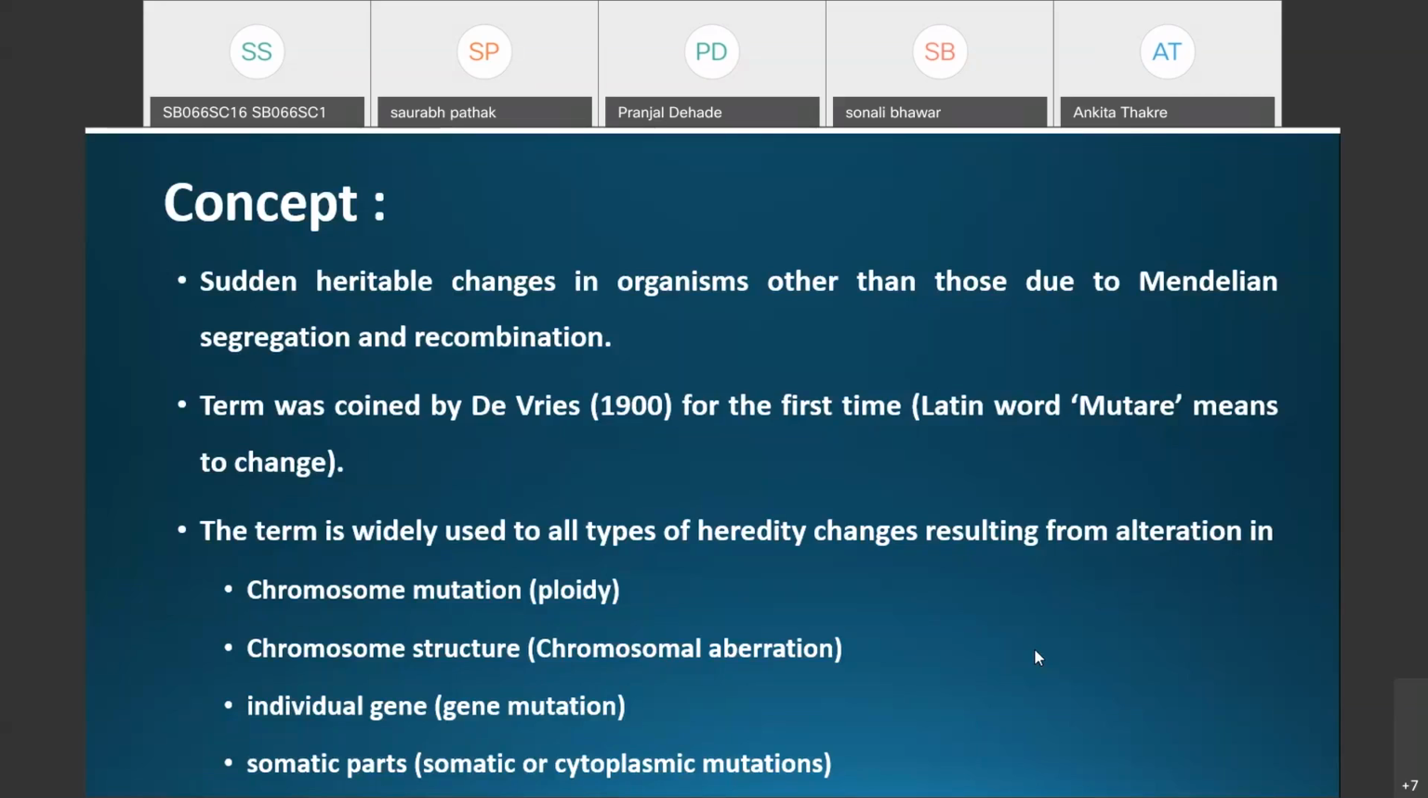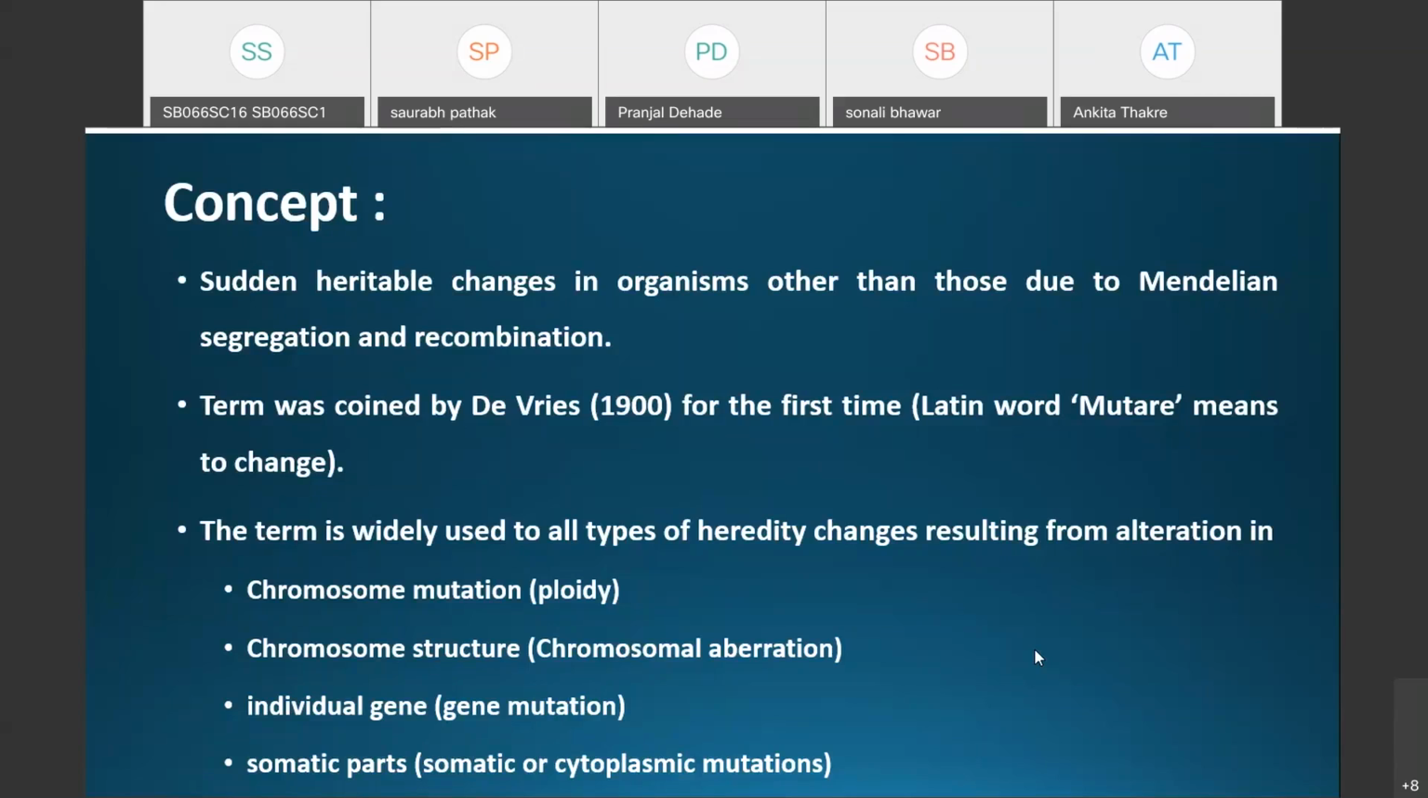These are all types of hereditary changes resulting from alteration in the chromosome number, which is referred to as ploidy. Here, by mistake, I have written mutation, but the appropriate words should be chromosome number. Please read it as chromosome number, which is referred to as ploidy.